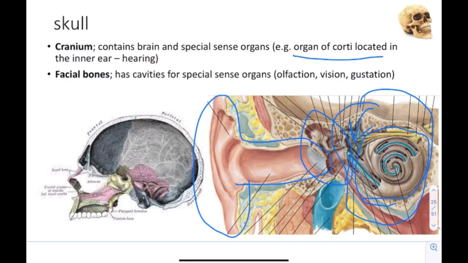The facial bones have cavities for special sense organs. For example, the nasal cavity. The nasal cavity has the olfactory nerve, which is responsible for olfaction or smelling. The orbital cavity has the eyes, which are innervated by the optic nerve, and they carry the sense of vision, so seeing objects and so on. And then in the oral cavity, you have the tongue, which has sensory nerves that carry gustation or tasting.